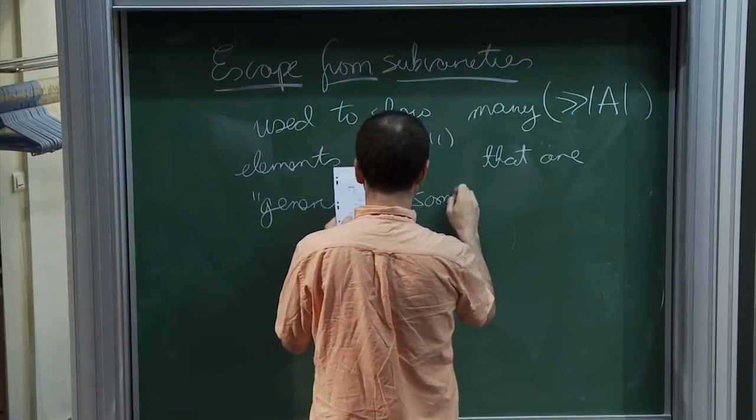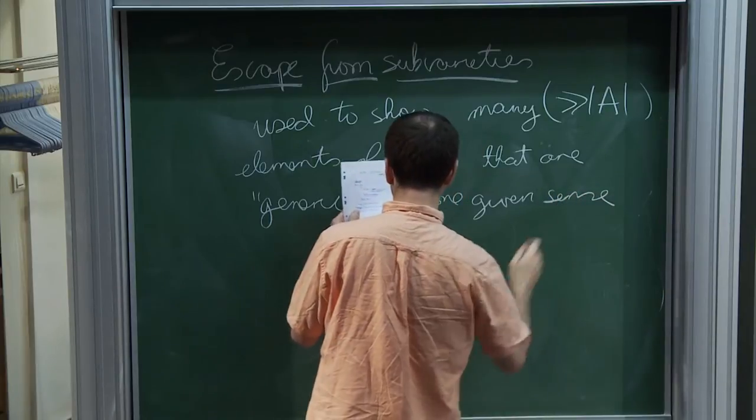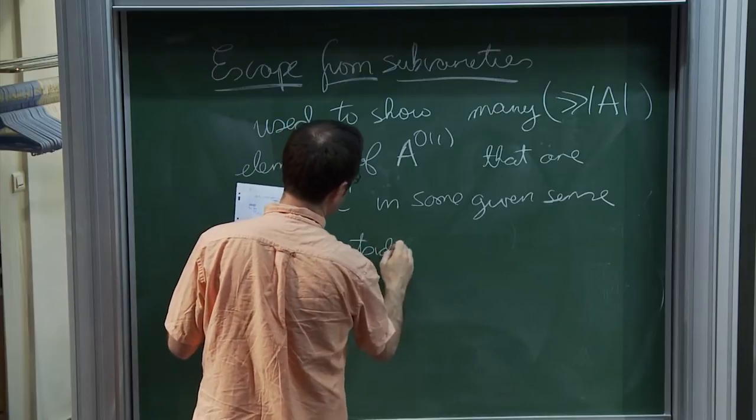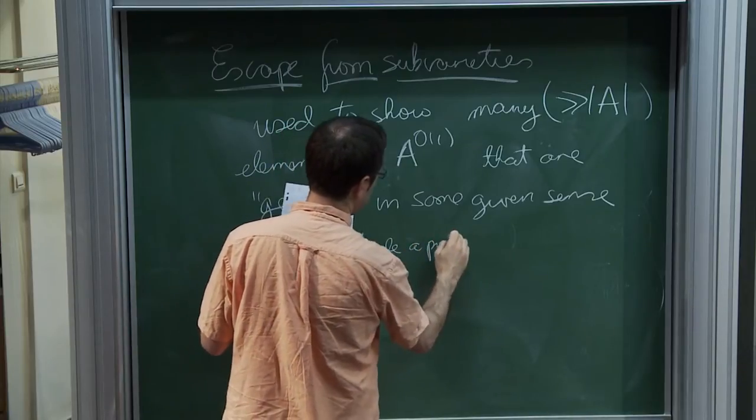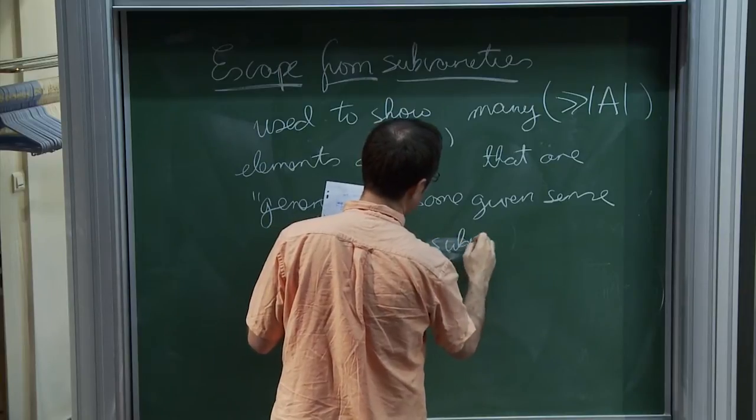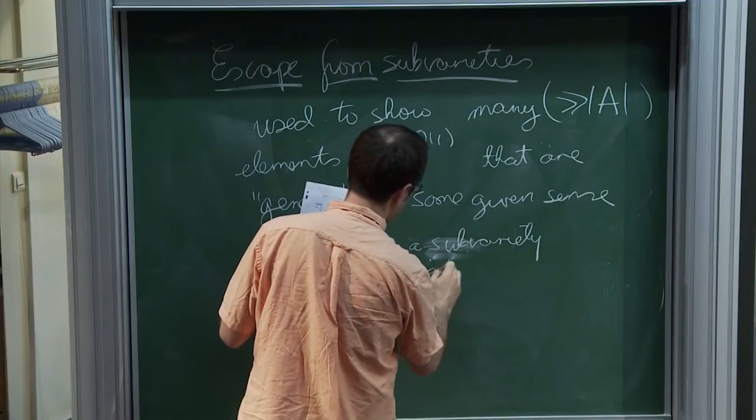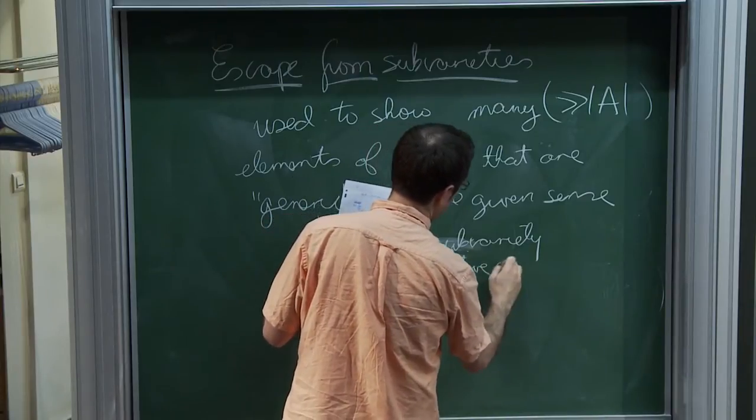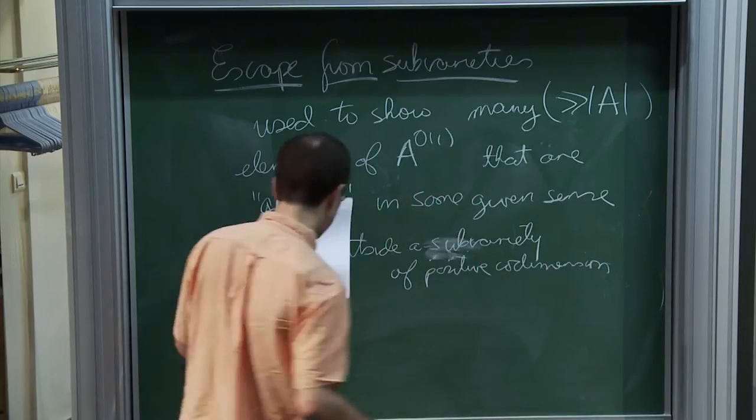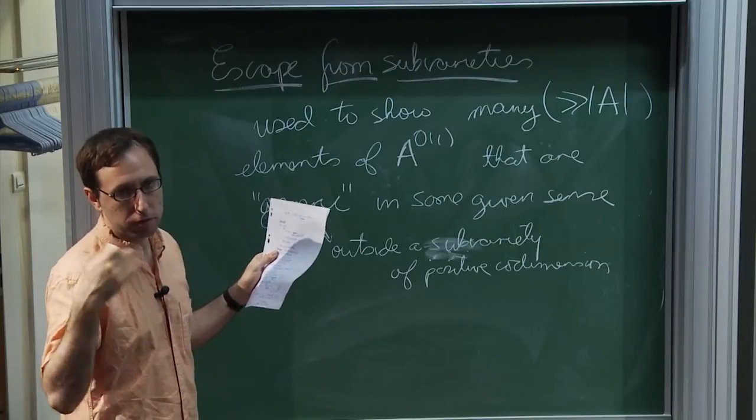What do I mean by that? Well, just about any given sense, but what do I mean generic? It means, in practice, outside a proper subvariety, or a subvariety of positive codimension. Well, can I be more concrete? Well, say that we want an element all of whose eigenvalues are distinct.